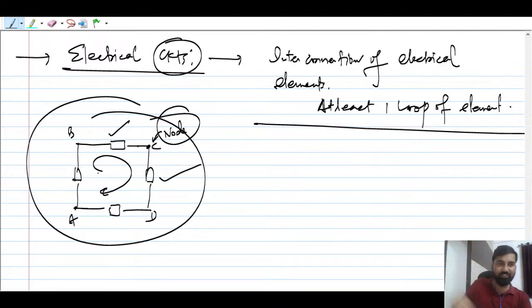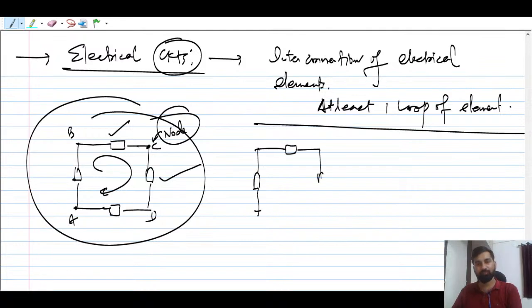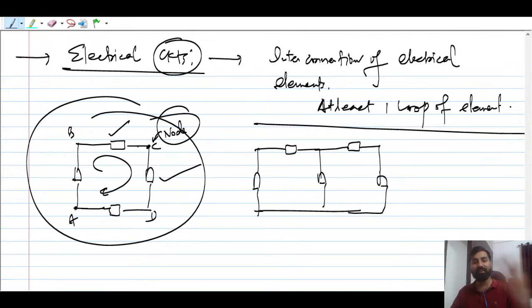So you're starting from here and you're touching all the elements. That is going to be a loop, or a mesh, sometimes we call it. So what we can do here is we can also write like this. Dekho. Sometimes in instrumentation or other branches, they might ask you how many meshes are there in the circuit, how many loops are there. These kind of questions they might ask, so you should be able to answer them.